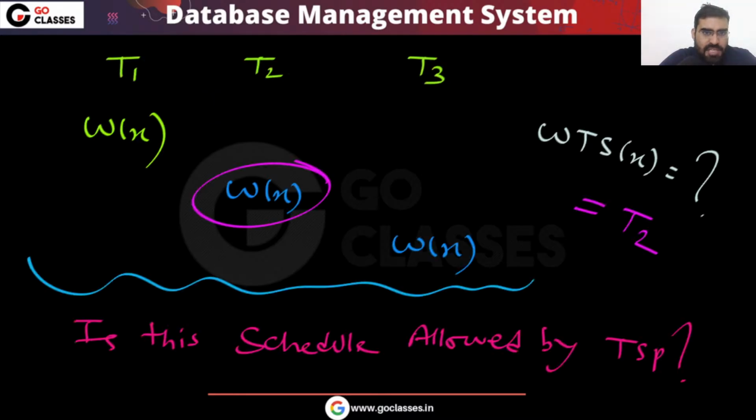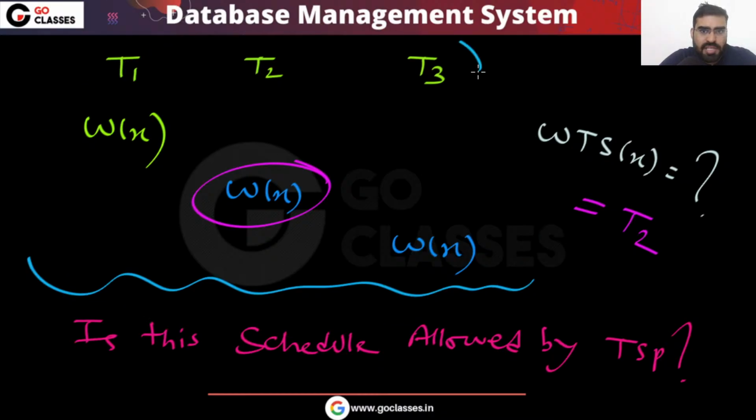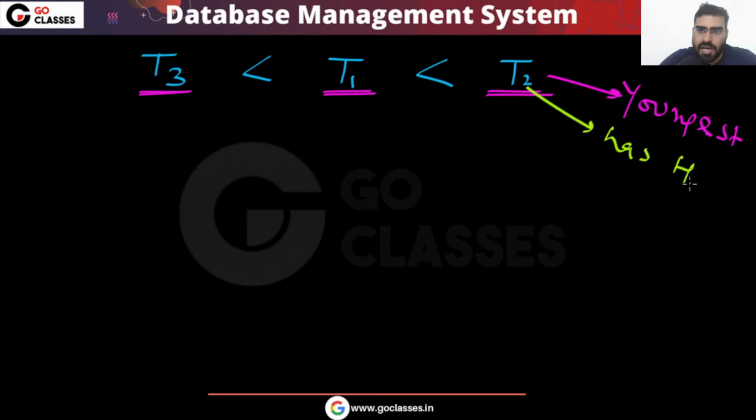Are you getting my point? This is confusing, right? Do you agree that this is confusing, because T3 is oldest and T2 is youngest? So for simplicity, you can put them in this order: T3, then T1, then T2. This is the youngest, or I can say this has the highest timestamp.